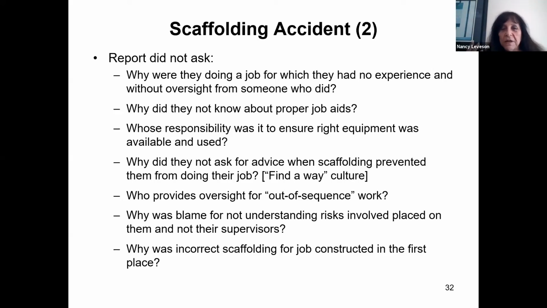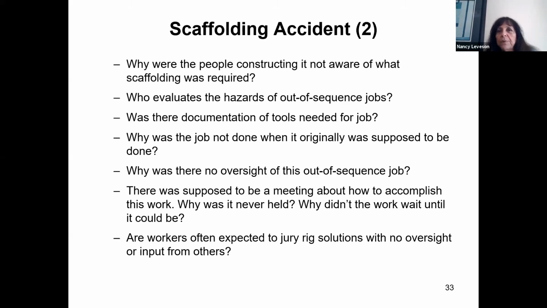Why was incorrect scaffolding for the job constructed in the first place? It was done in the shift before. Why? Who was supervising it? Why did they do it incorrectly to begin with? Why were people constructing it not aware of what kinds of scaffolding was required? Who evaluates the hazards of out-of-sequence jobs? Was there documentation of the tools needed for the job? Why was the job not done when it originally was supposed to be done? Why was there no oversight of this out-of-sequence work? I think I said that before, sorry.